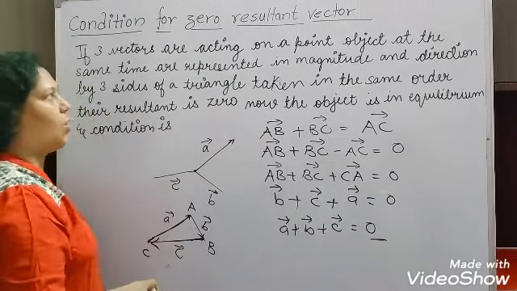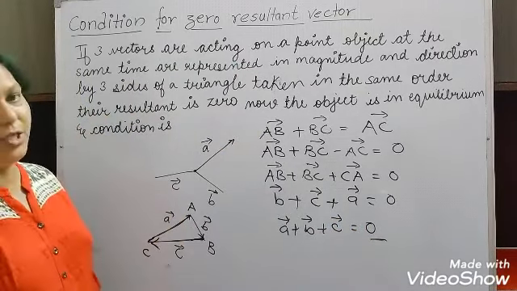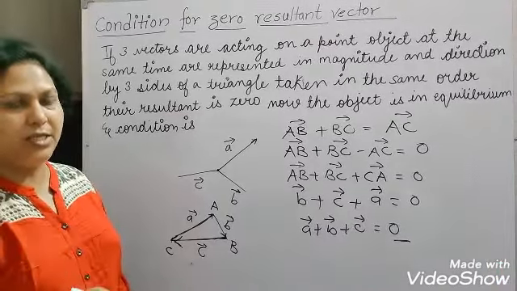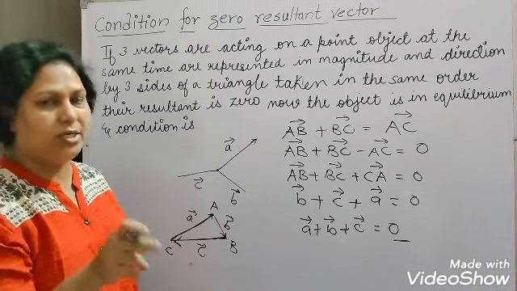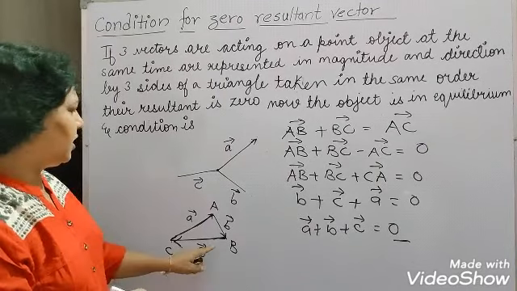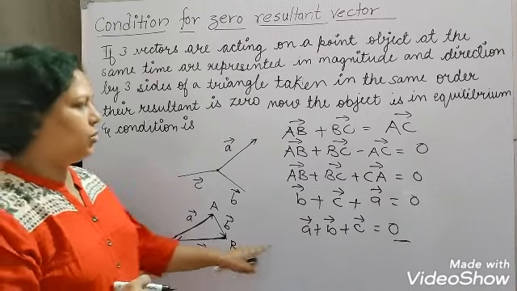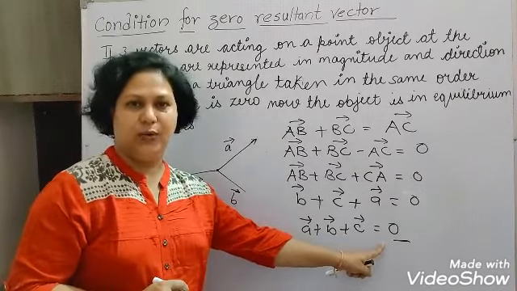So this is called the condition for zero resultant vector. That means if three vectors working at a point are represented by the three sides of a triangle in the same order, the resultant would be 0.